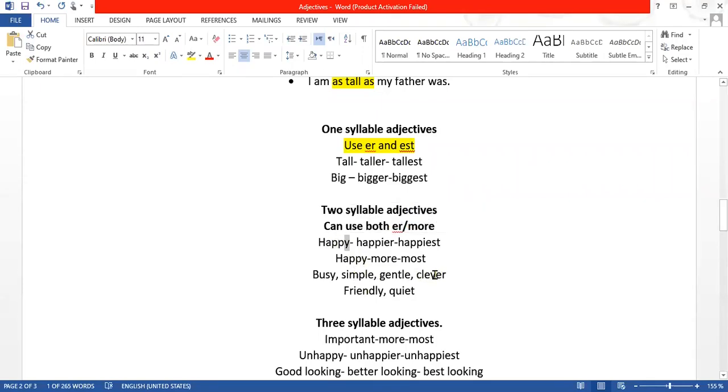Now, clever. Can you make a comparative degree for clever? Can you do that? Please quickly do that. Clever. More clever. Okay. And so why did you say more clever? It is a two syllable word. Why don't you say cleverer?